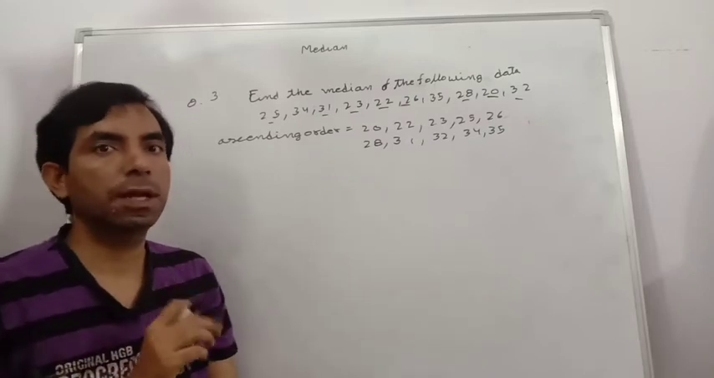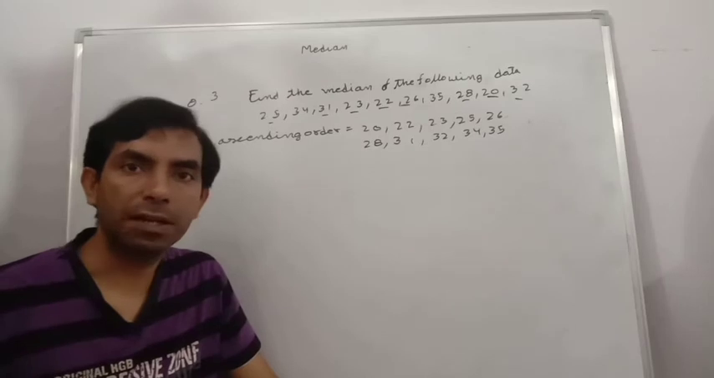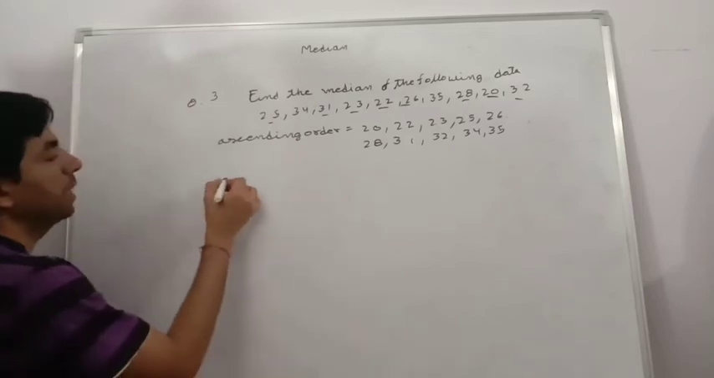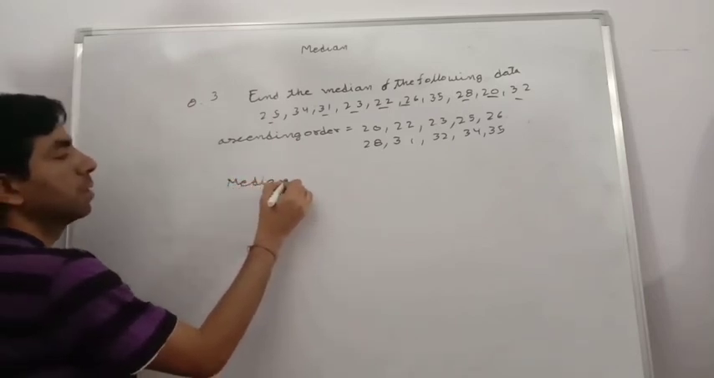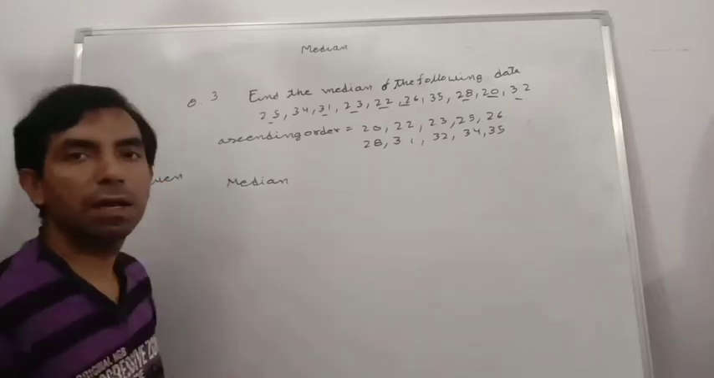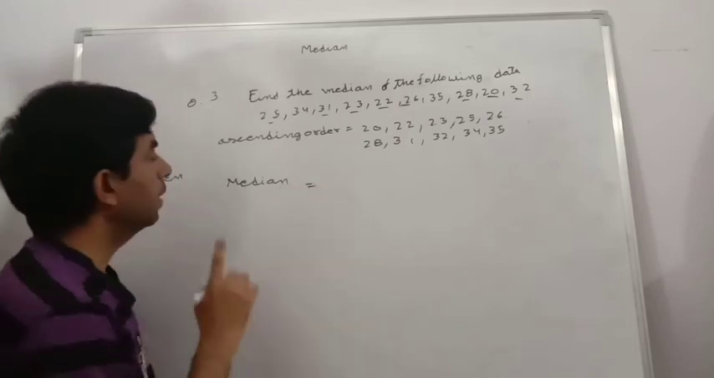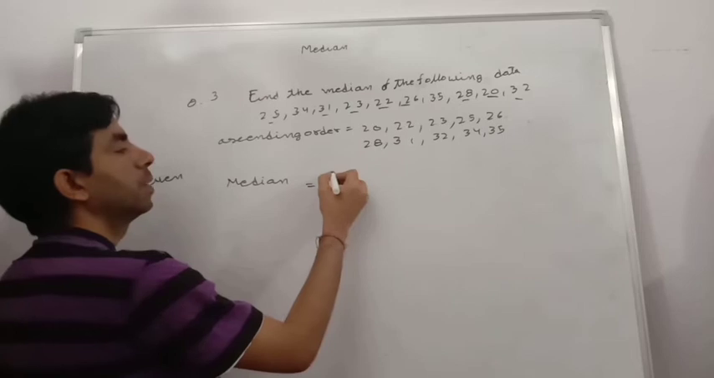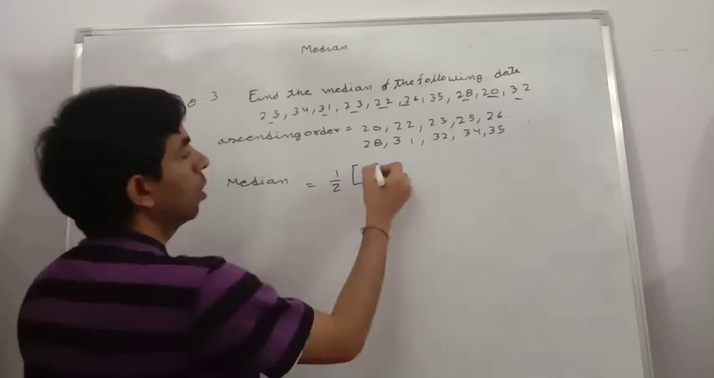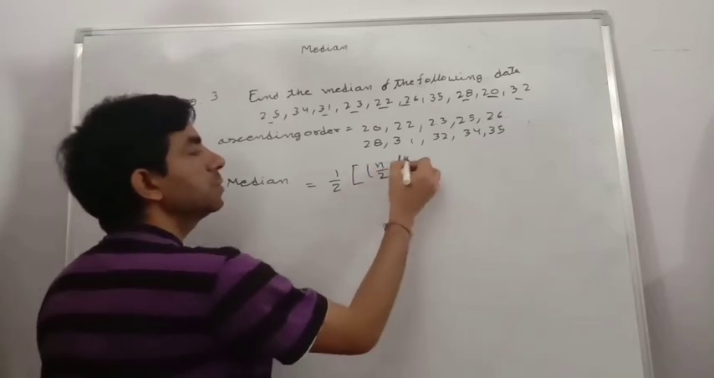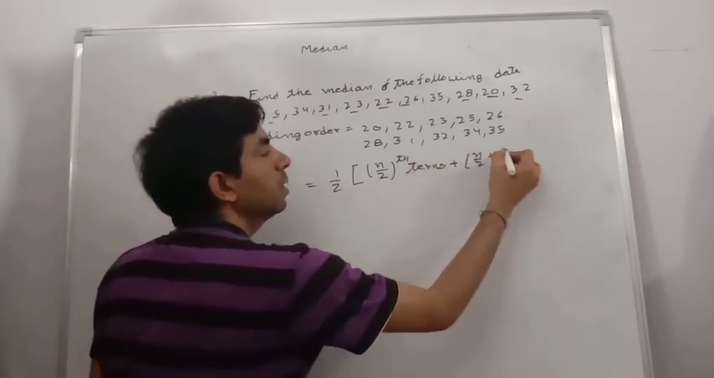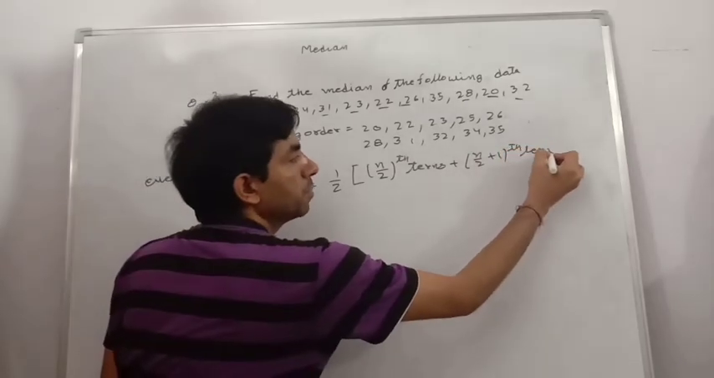In this, if the number of data values is even, we use a different type of formula. So here we take the median. If the numbers are even, we use this formula. In the median, 1 upon 2, we take half of the value of the n upon 2 th term plus the n upon 2 plus 1 th term.